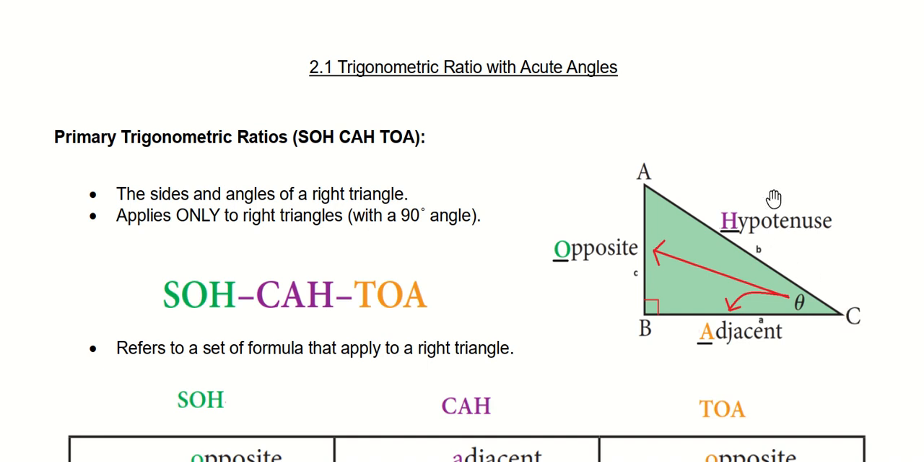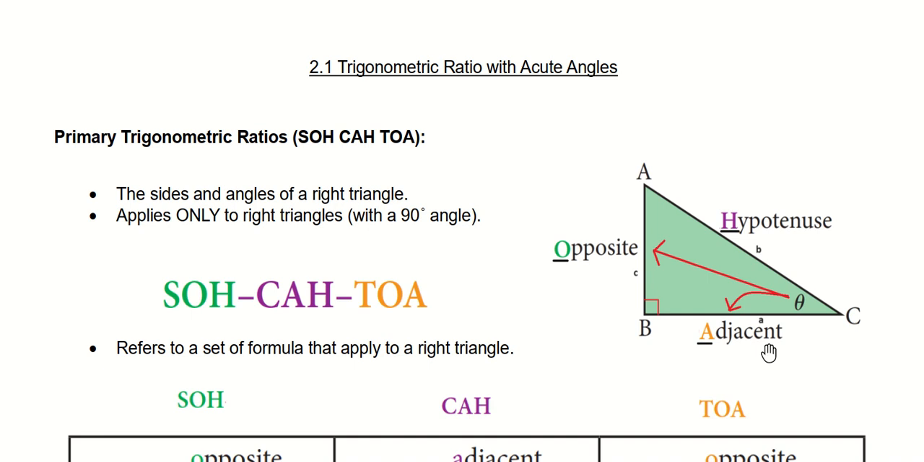The hypotenuse, as you can see here, will always be the longest line. However, the opposite is always opposite relative to the angle. So if the angle is here, right across from it, this is the opposite side. Adjacent is right beside the angle, right over here. That is the definition of adjacent.